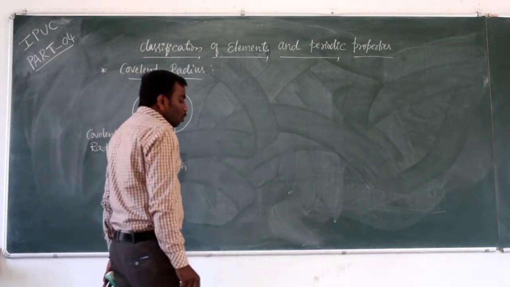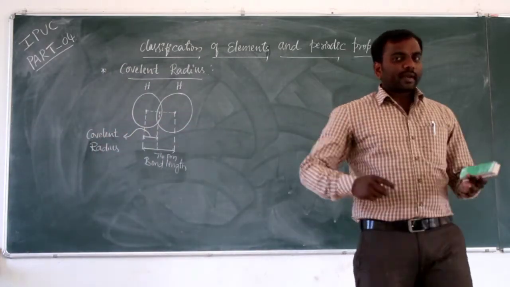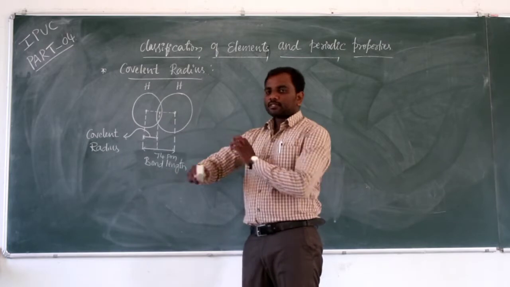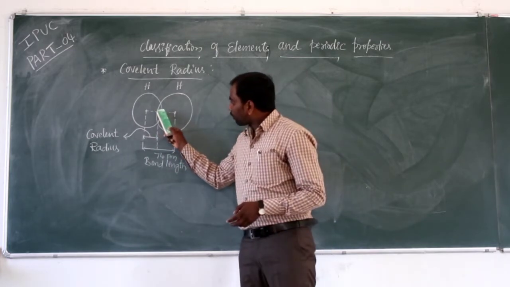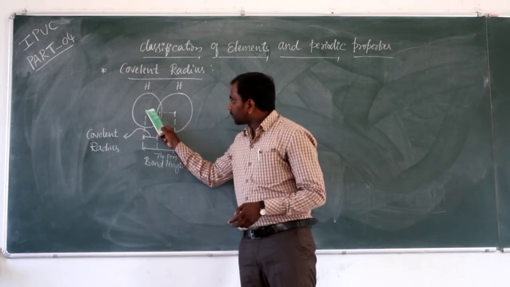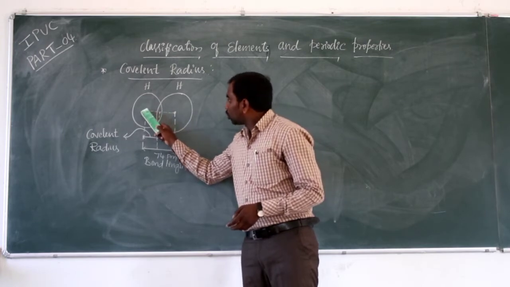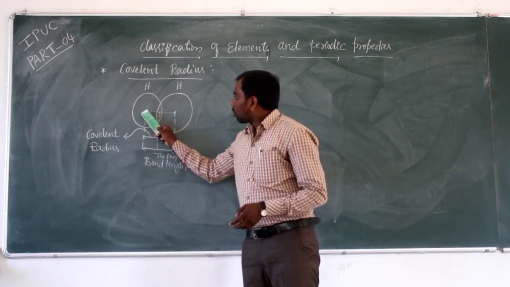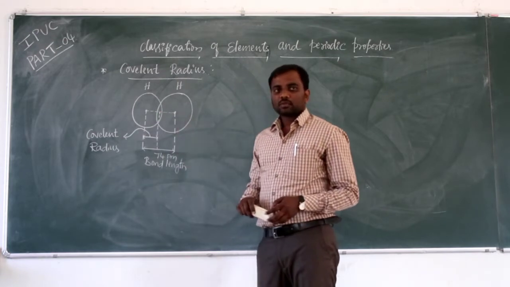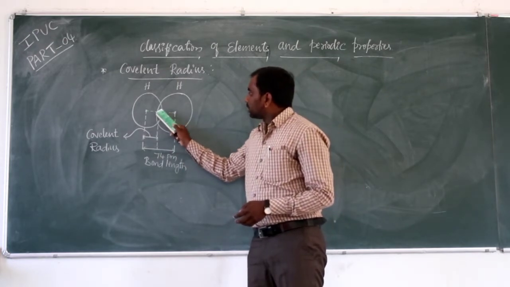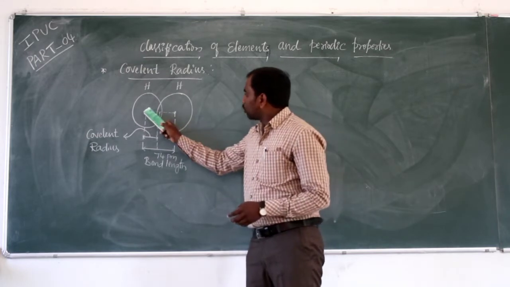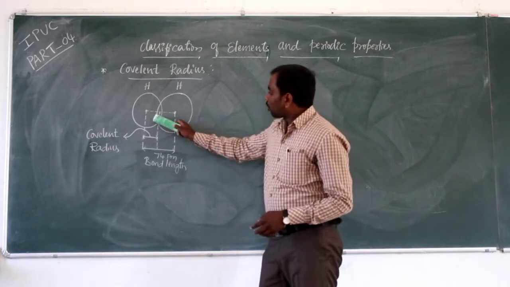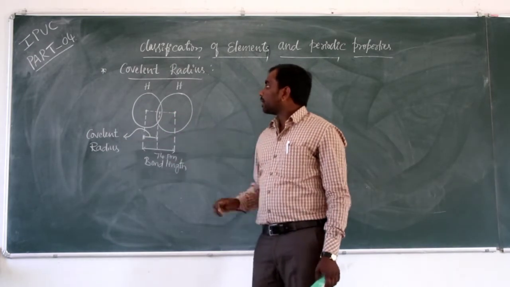See, what is covalent radius? It is defined as half of the distance between the two nuclei of covalently bonded atoms. Half of the distance between the nuclei of two covalently bonded atoms is called covalent radius.